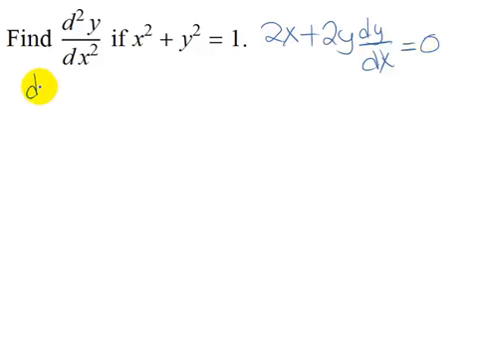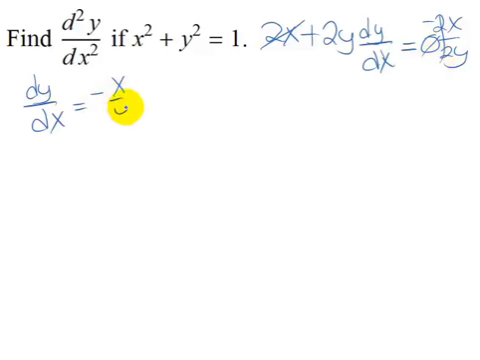We can solve this for dy/dx, so if we move the 2x over here and then divide by the 2y, we would have negative x over y, and we've seen that part before. But now to find the second derivative, let's take a derivative of that.